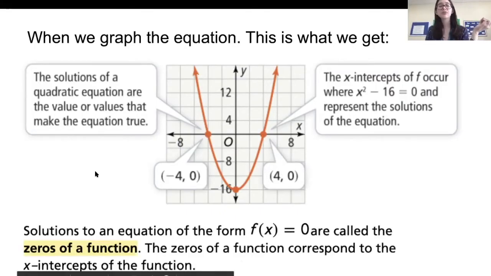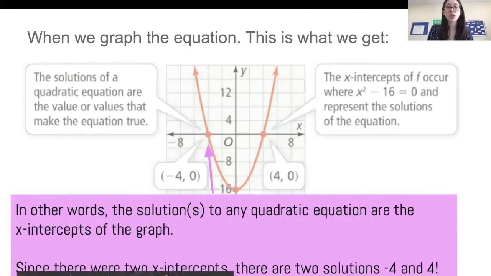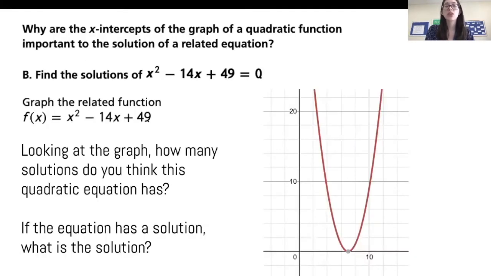We call these solutions the zeros of a function. This is just a definition, a vocabulary term, but zeros of a function are the same as saying the x-intercepts of that function. So in other words, the solutions to any quadratic equation are just the x-intercepts of the graph. And since there were two x-intercepts here, we had two solutions, which were the x values at these points, so -4 and 4.